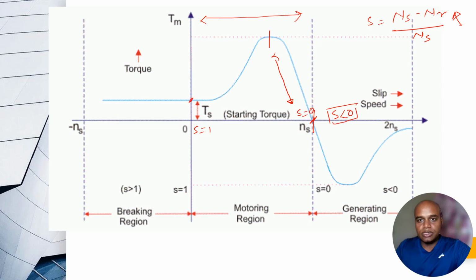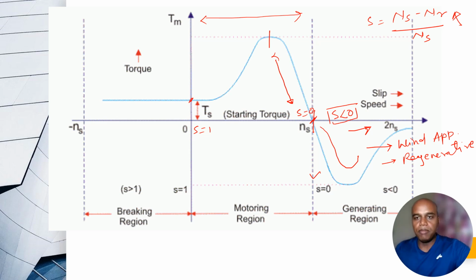So this is the region where my machine is rotating as a generator, and this phenomenon is used for wind power applications and also for regenerative braking applications. So regeneration happens due to this reason. Now the question is how we can make the slip negative, or how my rotor can rotate faster than the synchronous speed. Let's understand with one example.